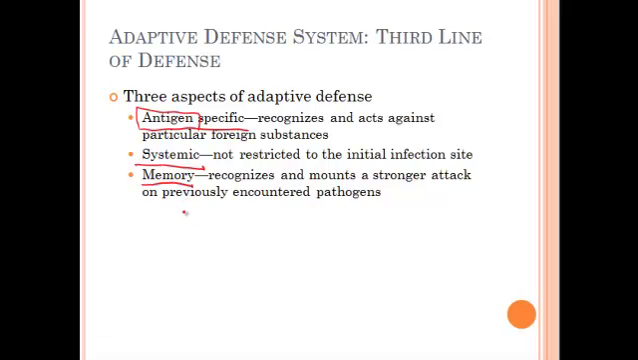Nice thing about the memory is that the second time around, it happens faster and stronger than it even did the first time. And so that's a very handy part of this.